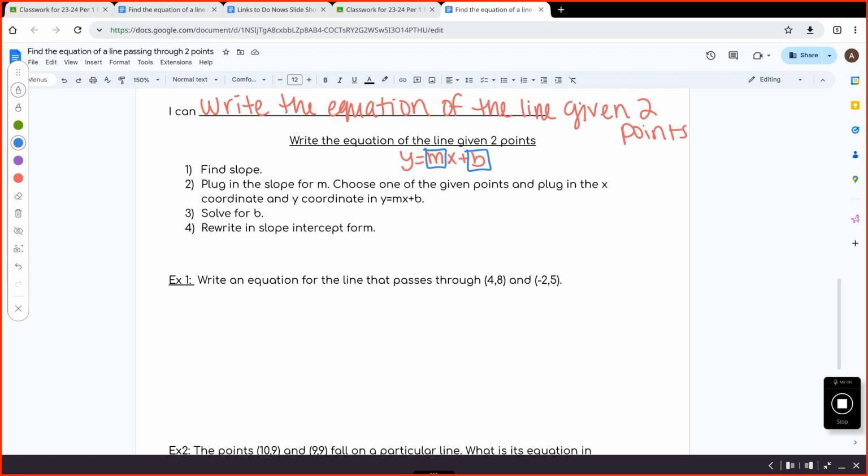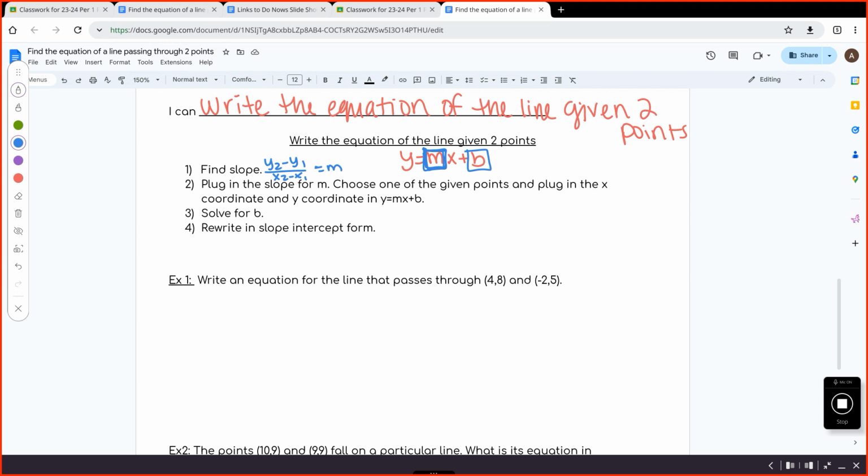If we're given 2 points, you need to then get m based on the 2 points, and then we're going to solve for b. So first we're going to find the slope using the slope formula, right? y2 minus y1 over x2 minus x1. That is how we find our slope. Then we're going to plug in the slope for m, and then choose one of the points to plug in x and y to solve for b. And then we are going to lastly rewrite it in slope-intercept form.